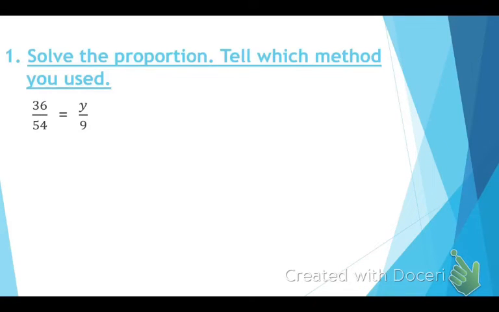Okay, so how many of you would say that you used mental math? Mental math is definitely the fastest way. Our goal right here is to figure out what the y is. So we're working from the left to the right to try to get from a 36 to a y. In order to be able to do that, you have to see how did you get from a 54 to a 9. There's a missing link. Guys, what was the missing link?